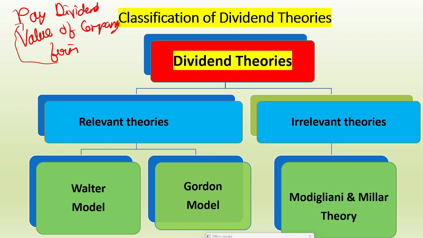There are two models which support that the payment of dividend has an impact on the value of the firm. One is the Walter model and another is the Gordon model. And third, we have the irrelevant theories. In case of the irrelevant theory, there is the Modigliani and Miller theory.